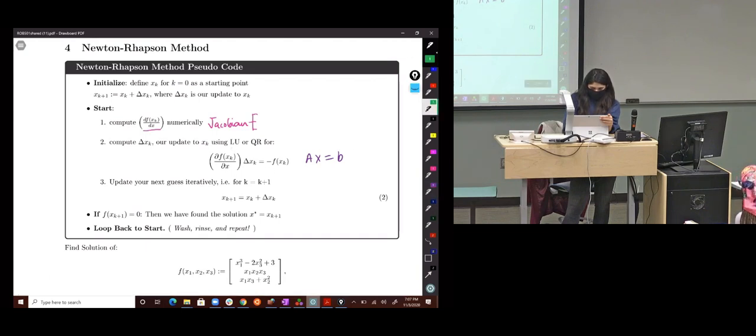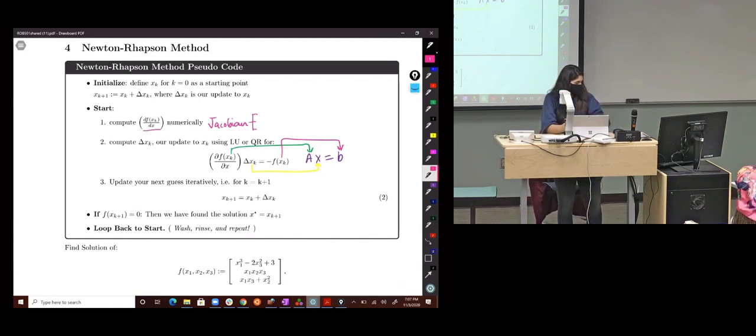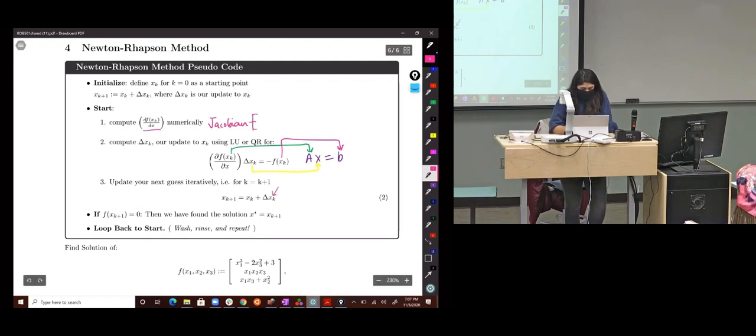A is this, x is this, and then your b is this. We know how to solve for this. We've seen it in LU factorization or using QR. Then once we know our unknown, which is delta x_k, we know the update. We update our x using this update rule, and we keep doing this until f of x equals 0.